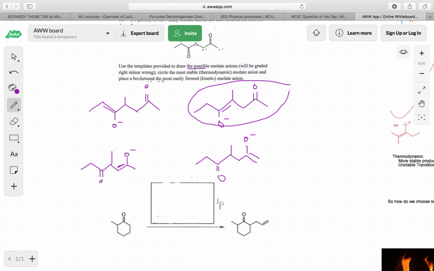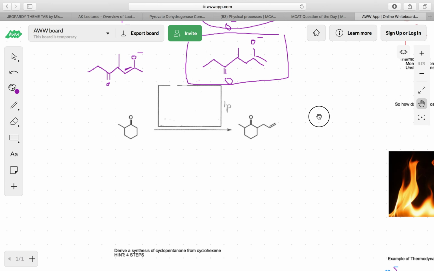Now it says place a box around the kinetic product. The kinetic is the least substituted alkene. So here we have 2 substituted, and here we have 2 substituted. This one is on the end, so this one is the kinetic product. And the reason why is it's easier for a base to come in here and abstract a proton from this side because it has the least amount of steric hindrance. So that's why this product forms the fastest.